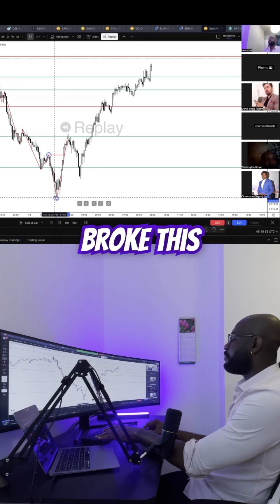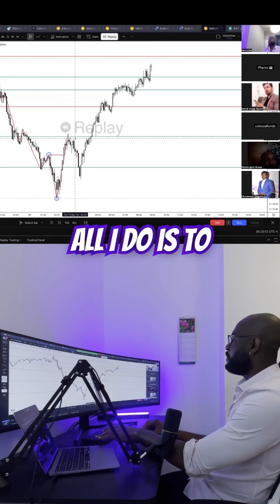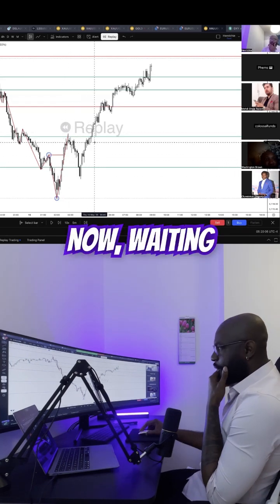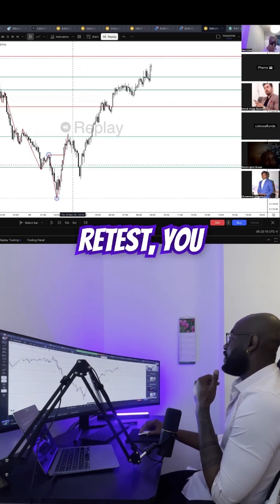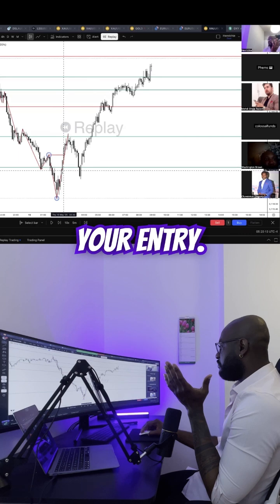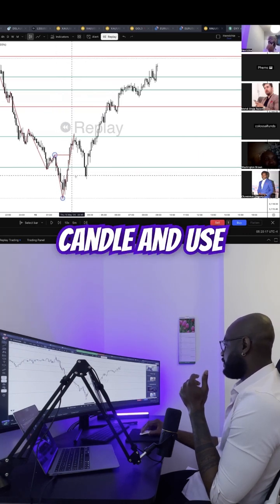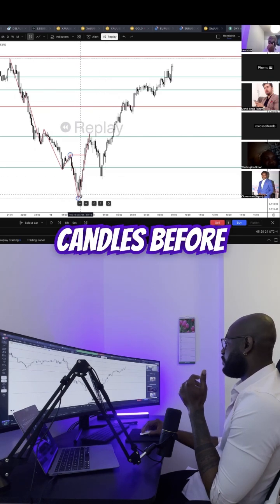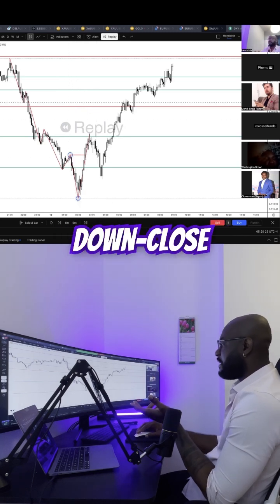The moment we broke this structure right here, all I do is look for a retest to buy. Now, waiting for this retest, you can use a fair value gap as your entry. You can look for the last down close candle and use it as your entry. For example, this was the last down close candle before rallying to break structure.